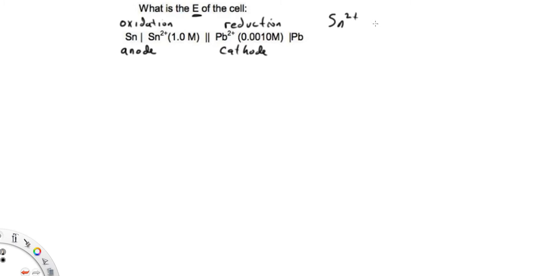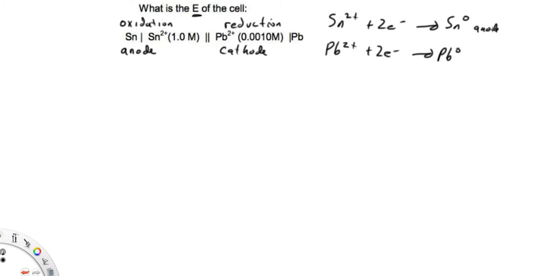tin 2 plus 2 electrons. It's always written as a reduction reaction showing the oxidizing agent on the left, and lead 2 plus 2 electrons. Tin going to tin naught, the element, and lead 2 going to lead naught, the element. Now that's not necessarily what's happening here. Lead 2 is going to lead naught, but tin is being oxidized. But the reactions in the book are always written as reduction.